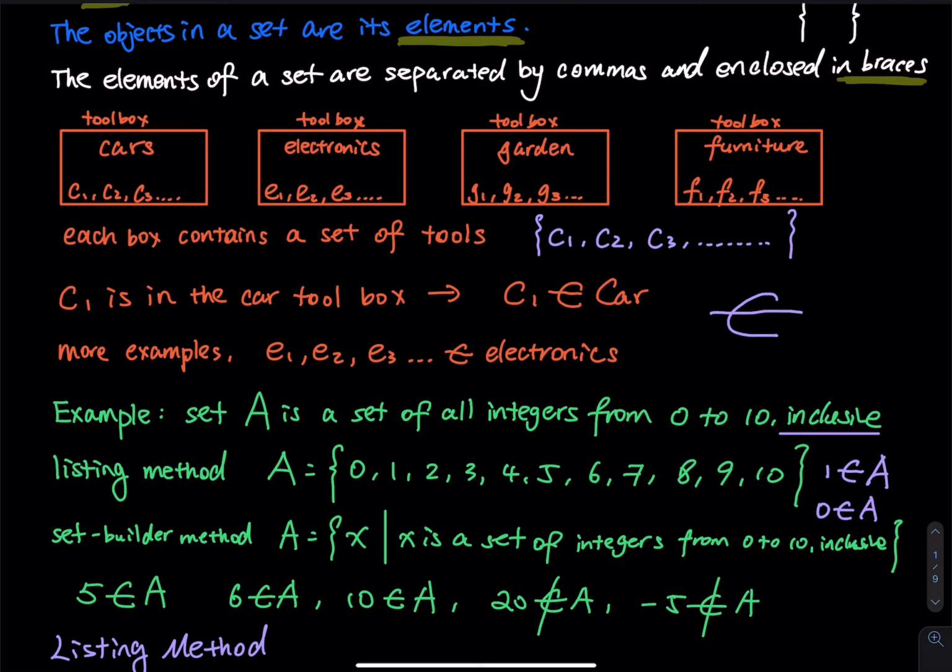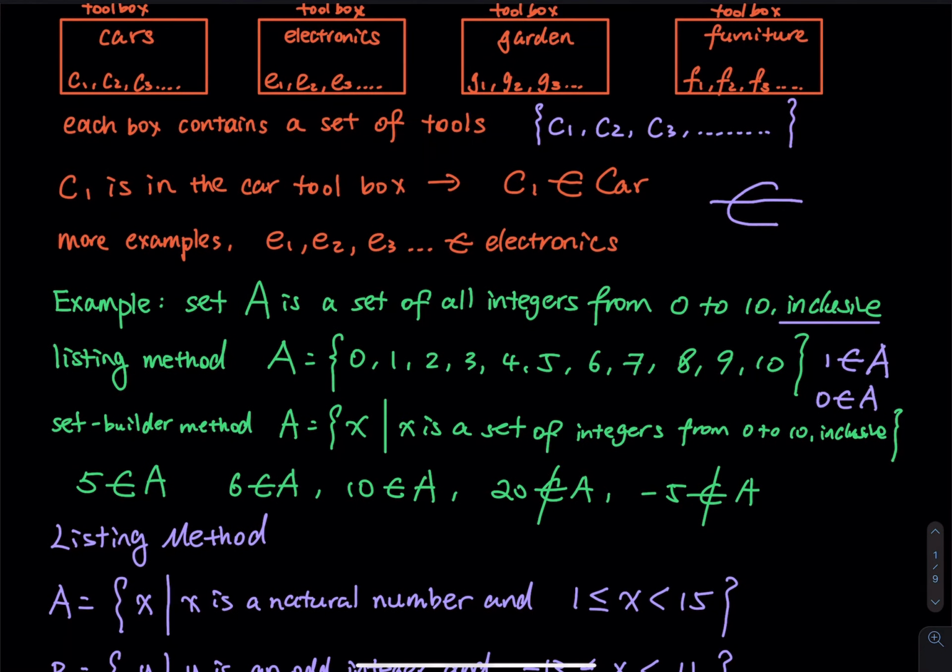And then the second way is using the set builder method. Set builder method means you provide a description. The correct way to read that is A is equal to an element such as X, such that the long bar means such that. X such that X is a set of integers from 0 to 10 inclusive.